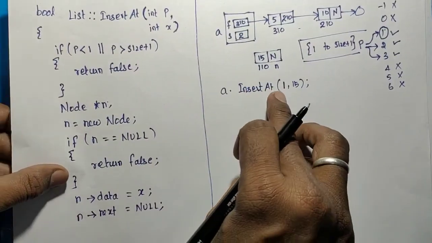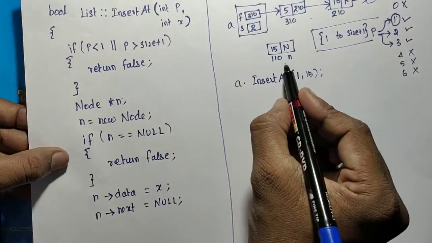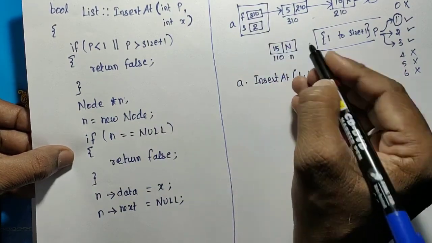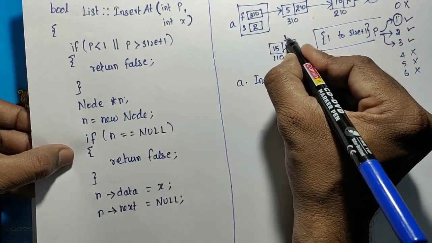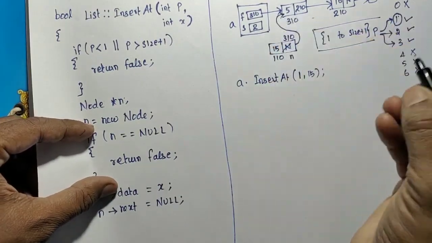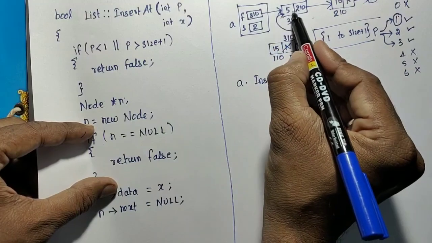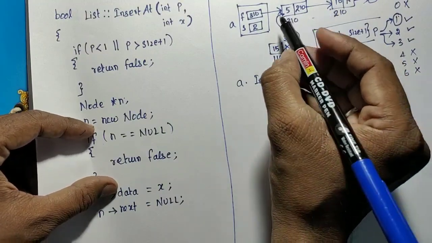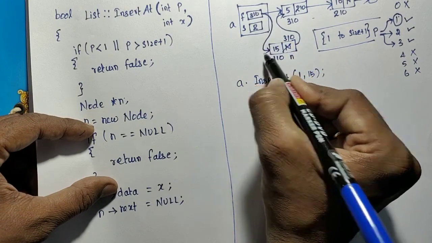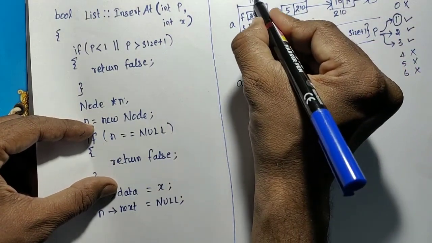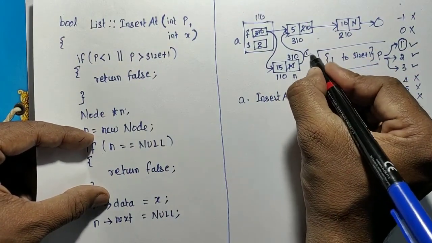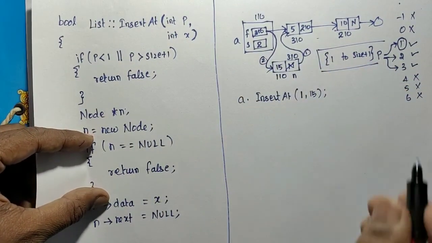See this, the position is 1. Position 1 means what is the code? The F has to be updated. Whatever the content of F has to be copied to here. So that needs to be changed to 310. It means this needs to be created first. If it is a null, it needs to be created like this. And then I have to create this link. That is, F has to be updated with 110. So these two changes I have to make, 1 and then 2. And then I have to return true.